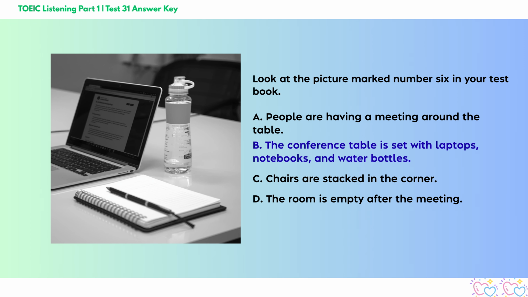Look at the picture marked number 6 in your test book. A. People are having a meeting around the table. B. The conference table is set with laptops, notebooks, and water bottles. C. Chairs are stacked in the corner. D. The room is empty after the meeting.